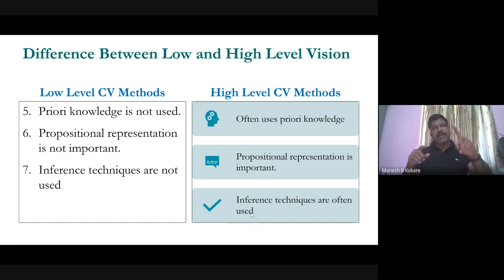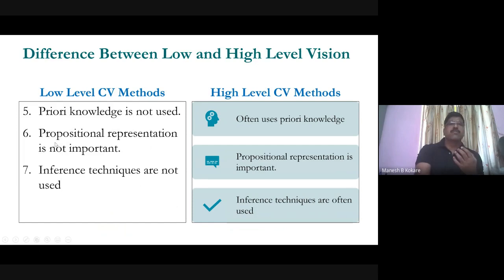Then the next difference between the low-level and the high-level computer vision method is that a priori information is not at all needed in low-level computer vision, whereas a priori information is always useful in achieving the goals in the high-level computer vision method. It is not at all required in the low-level computer vision method.